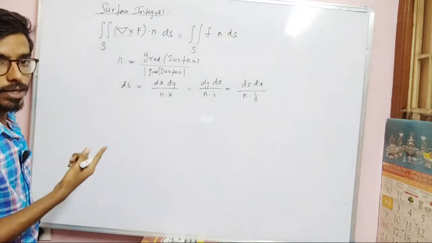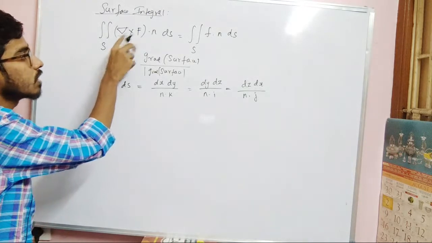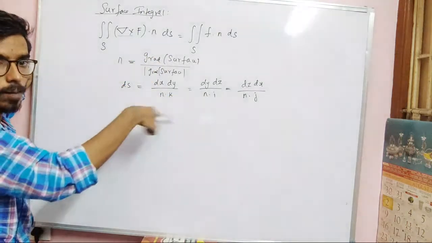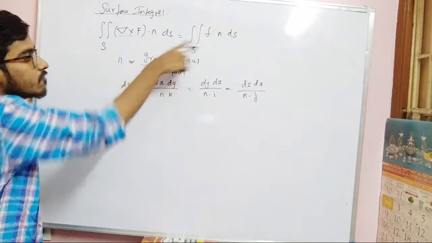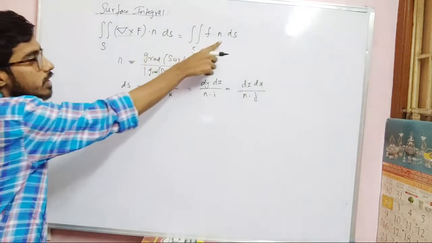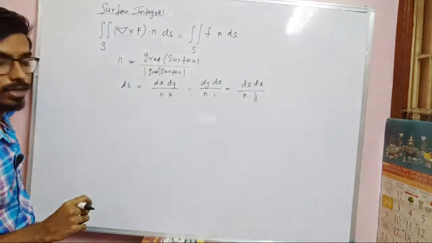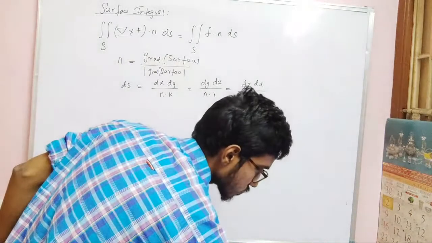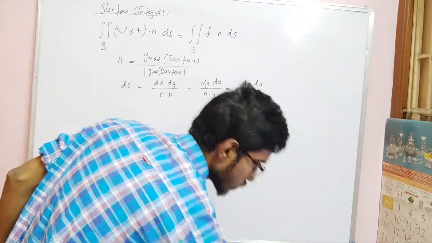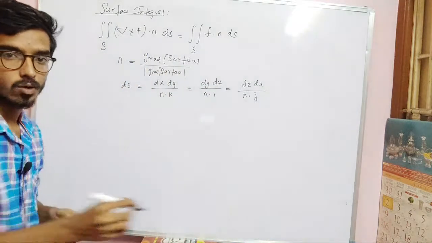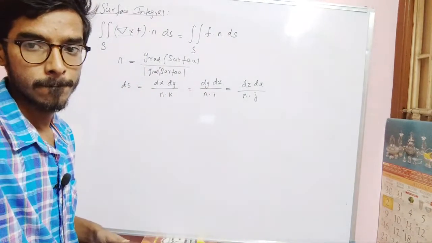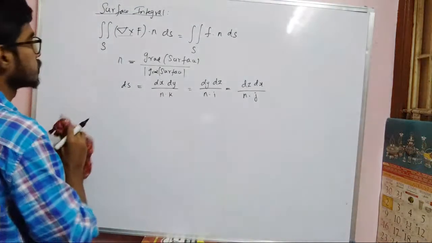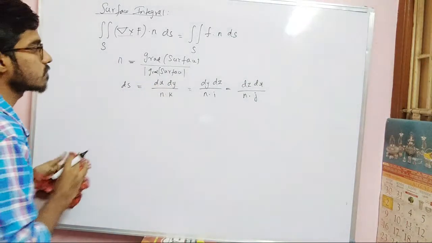If they give capital F, we need to find del cross F, n can be found using this formula, and for dS we choose any one among these. If they give small f, we don't need to find del cross F, so it is enough to find n and dS. So just note down the formulas. We will move on to the first problem now.